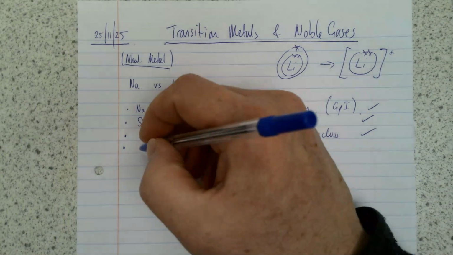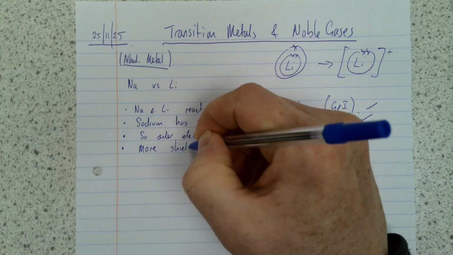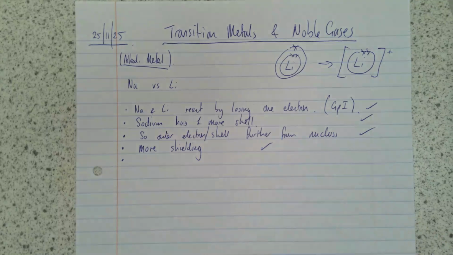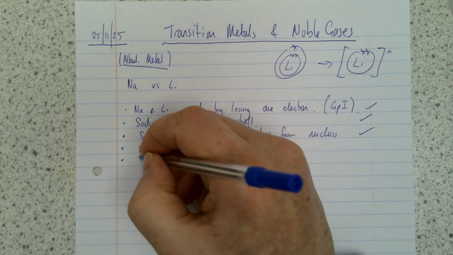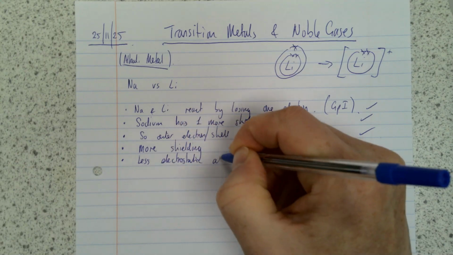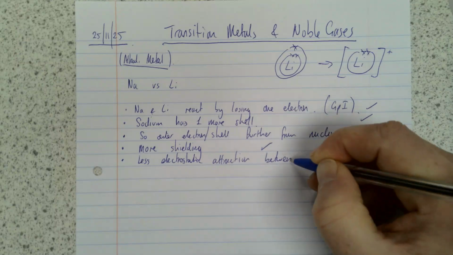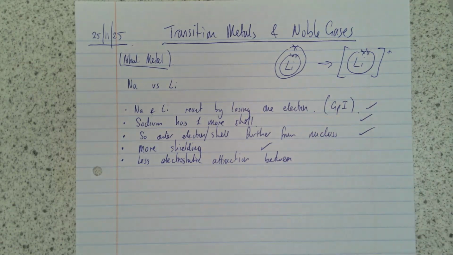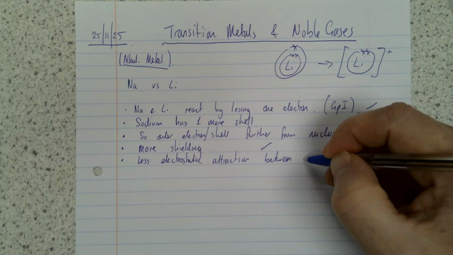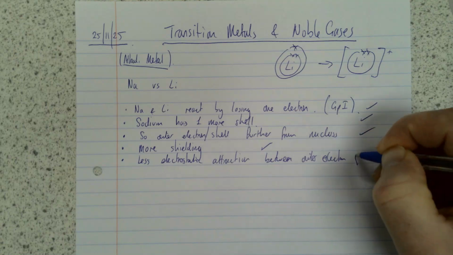You could have also said there's more shielding. More inner shells means more shielding. And that shielding is the inner shells between the outer electron and the nucleus. Another tick there. But the key point is that there's less electrostatic attraction between the outer electron of sodium and its nucleus than for lithium. So less electrostatic attraction between outer electron and nucleus.